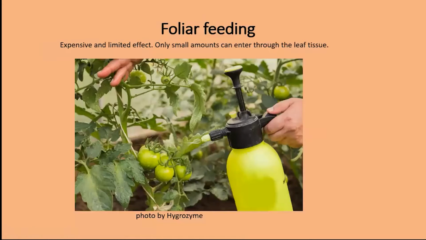Here's a fourth method that can be used called foliar feeding. There's a water-soluble fertilizer that's put into this spray bottle, and the leaves are sprayed. Now, the leaf tissue can take up some of this fertilizer, but you can see that it can be very limiting by how much it can absorb. It's also a little more expensive way to fertilize.